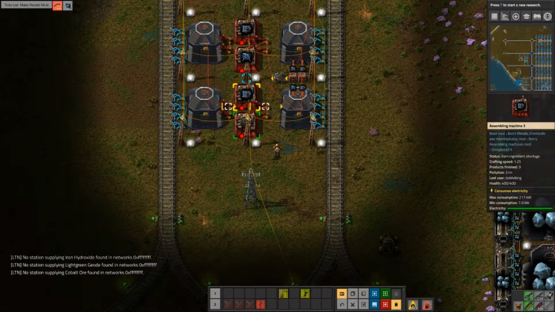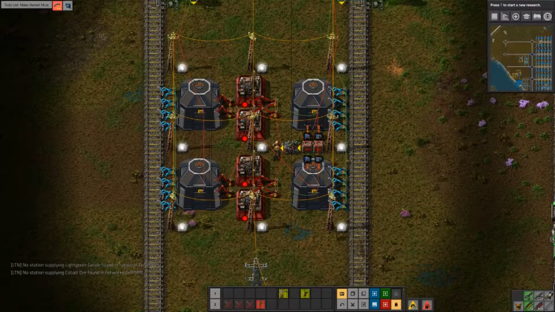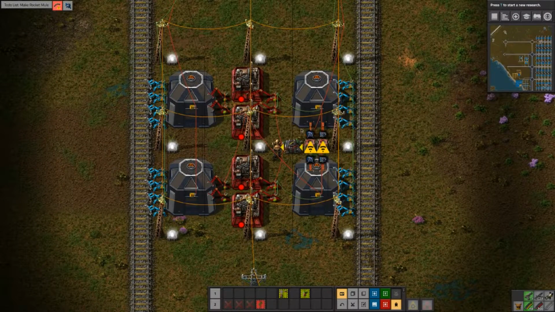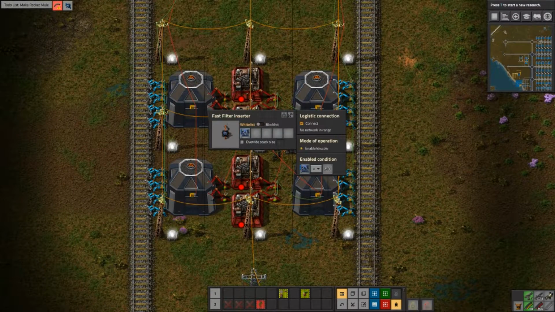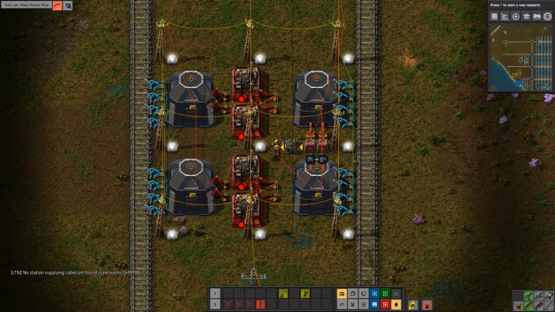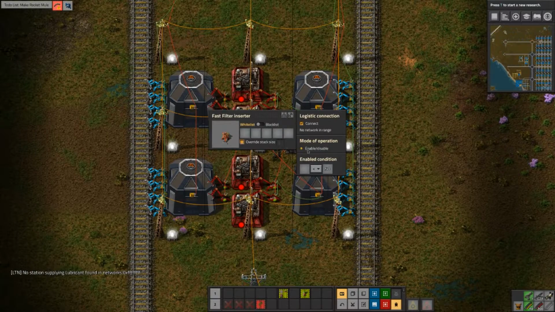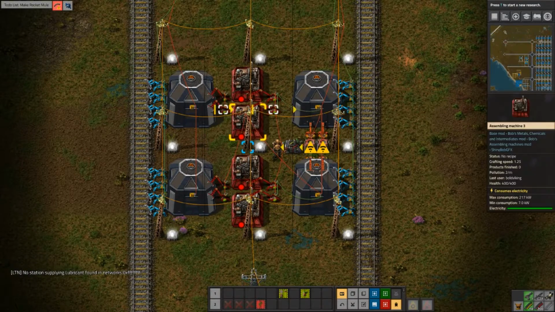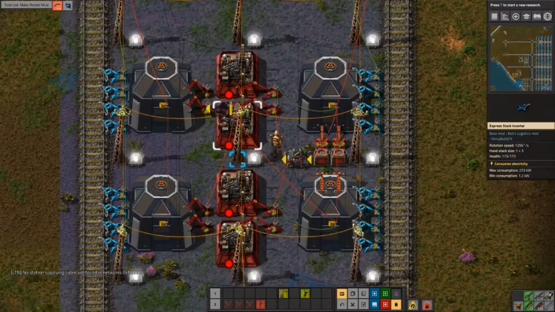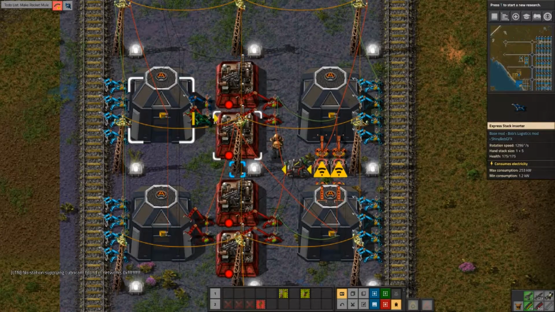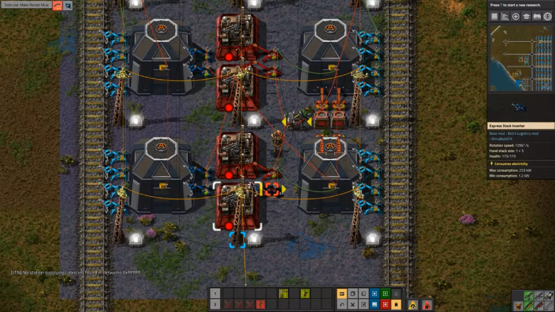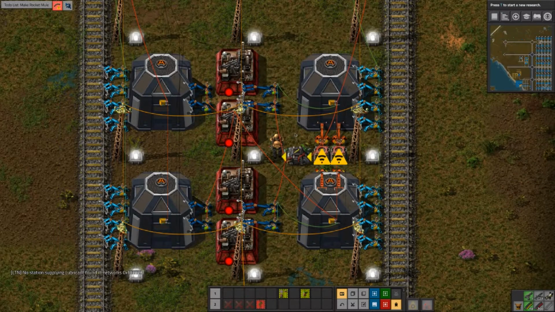So first of all, empty out these, and empty out these. Then definitely make sure that we are using the very best inserters that we can.